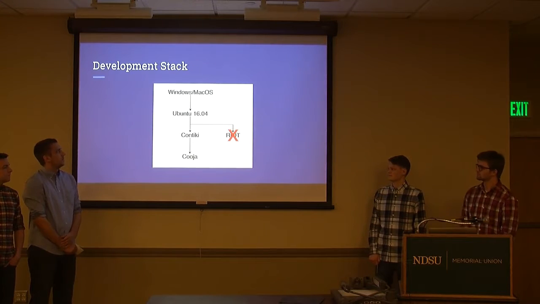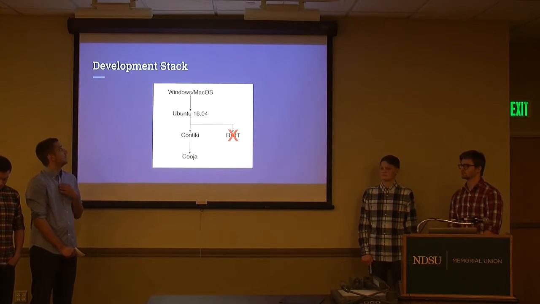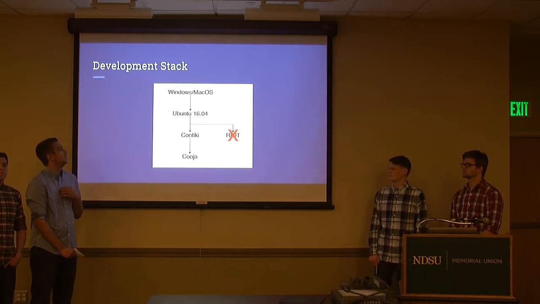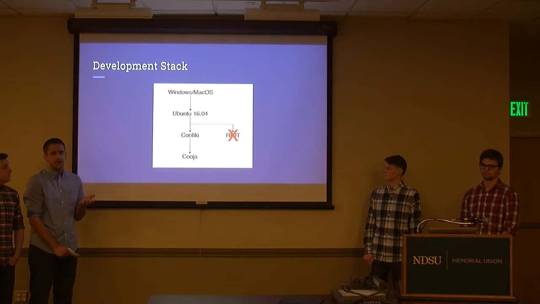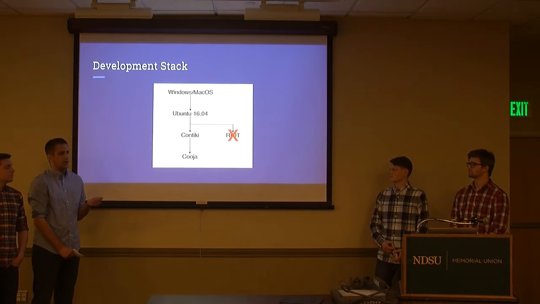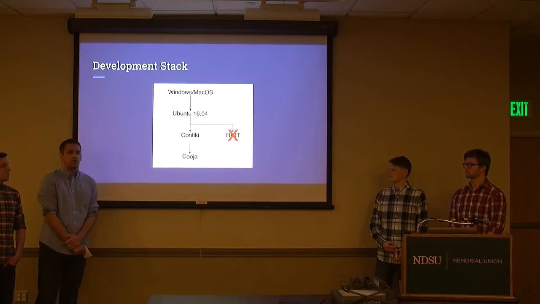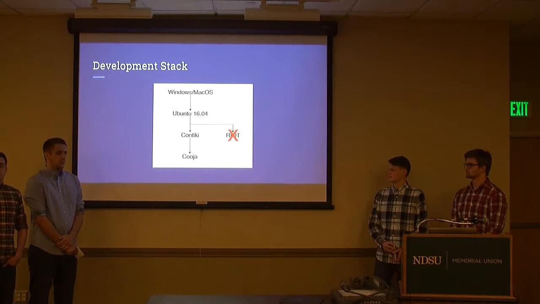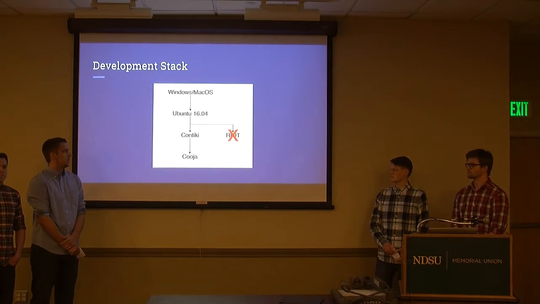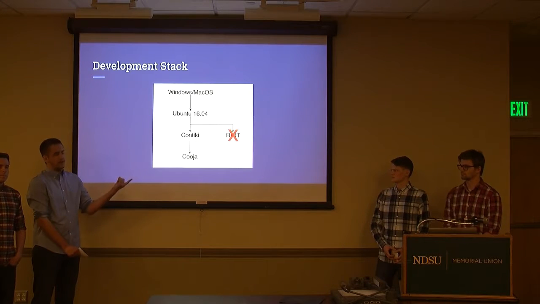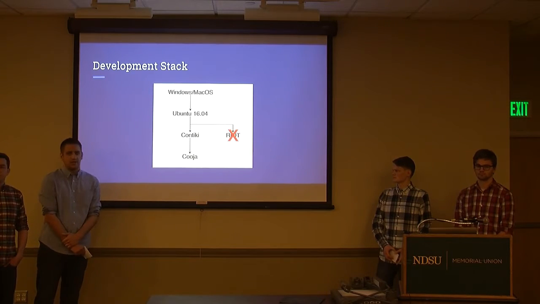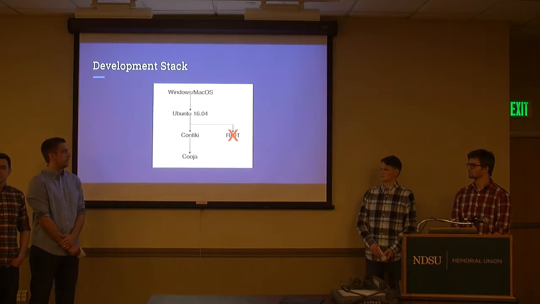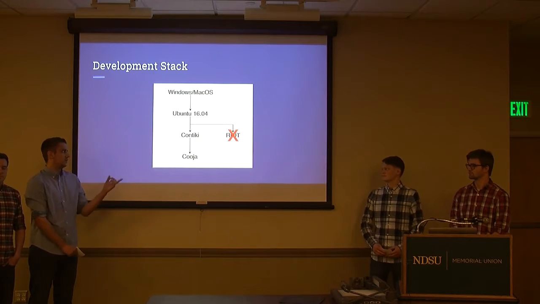And so for our development stack, we mostly had Windows and Mac computers that would load up a virtual machine with Ubuntu on it, and then we would pull the Kentucky repository. And in the beginning we were using Riot, but as you see it's crossed out. We ended up changing that partway through this semester, and now we're only using Kuja with Kentucky.